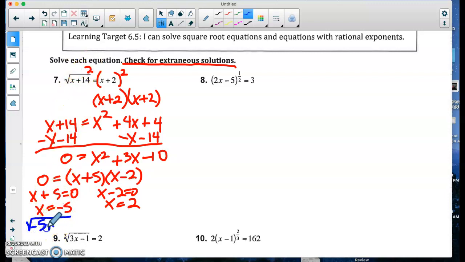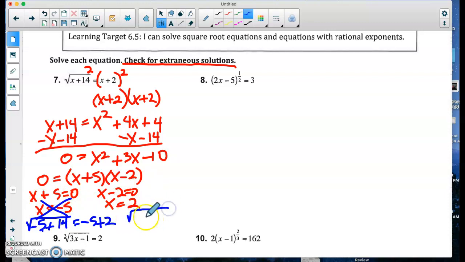So I'm taking negative 5 plus 14, and I'm taking negative 5 plus 2. Well, if we throw this in our calculator or we do it in our head, this side here I have the square root of 9. Well, the square root of 9 is 3, so this side here equals 3. But this side here, negative 5 plus 2, is going to equal negative 3. Well, 3 does not equal negative 3, so this answer right here is bad. That's extraneous. We still should make sure this one still works out, so let's go check.